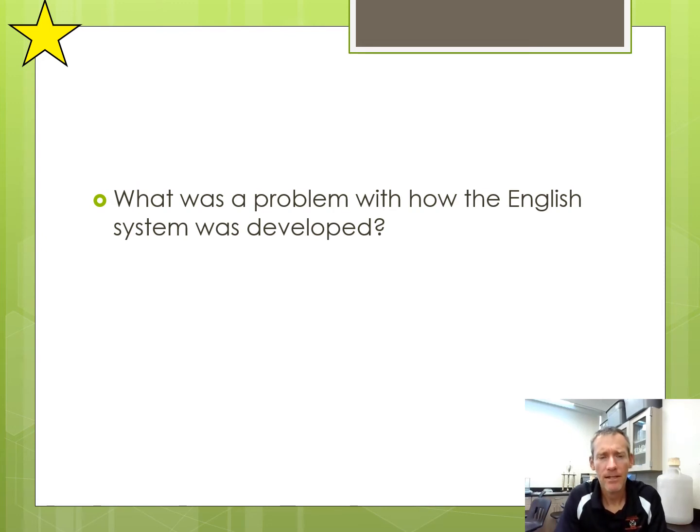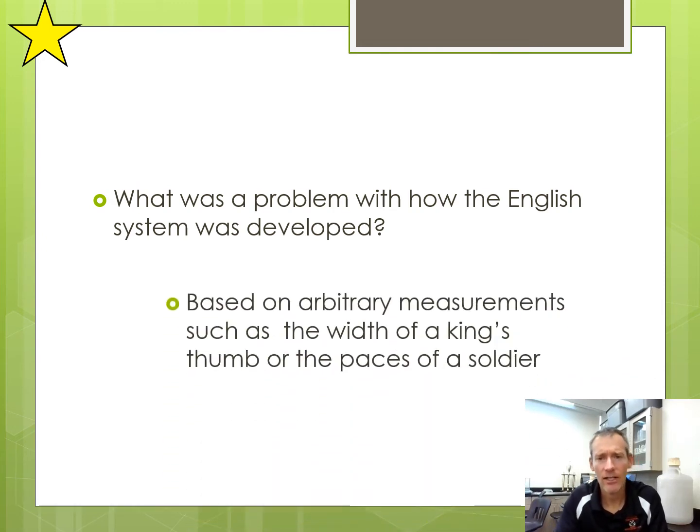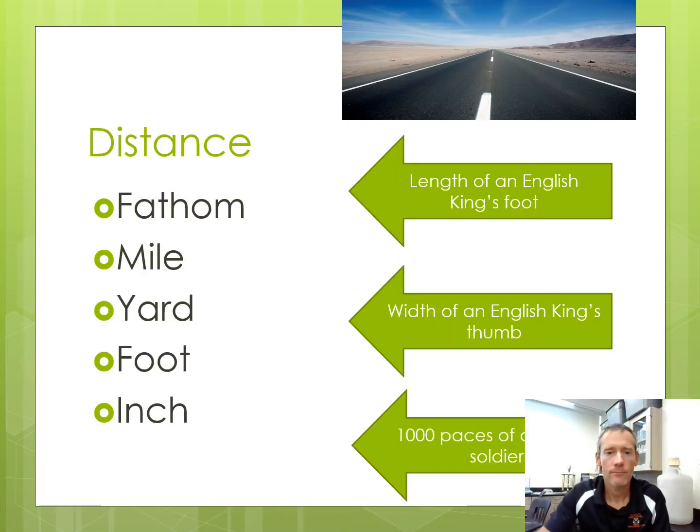It's very, very arbitrary, meaning they used the width of the English thumb for an inch, or the pace of a soldier, or how long it took a farmer to plow his farm. So very arbitrary units that didn't really have any backing.